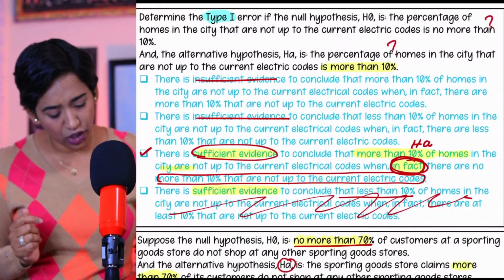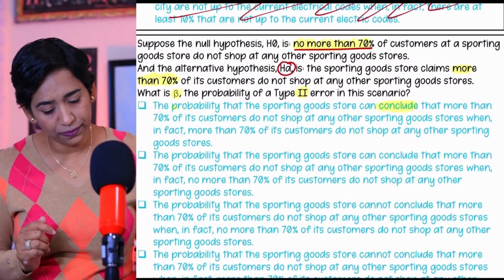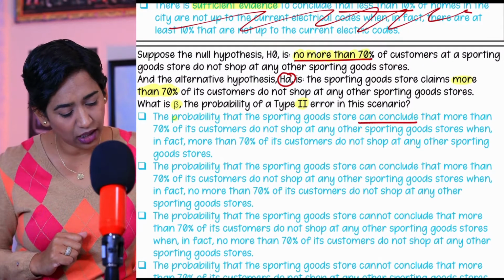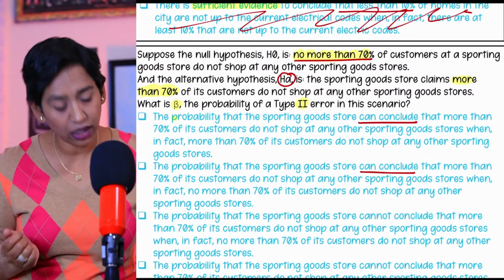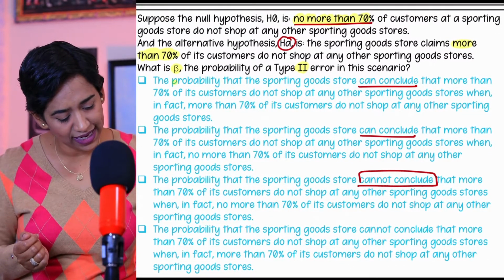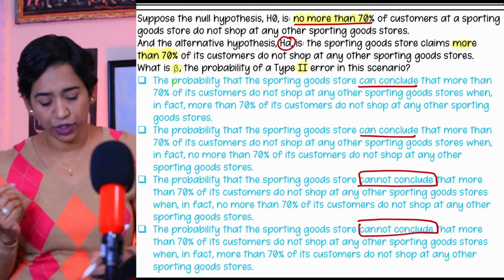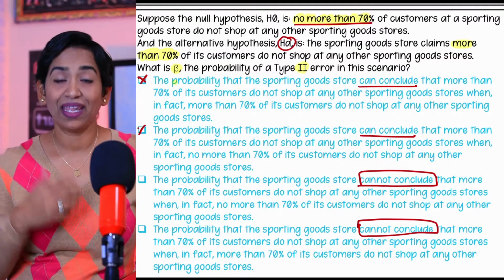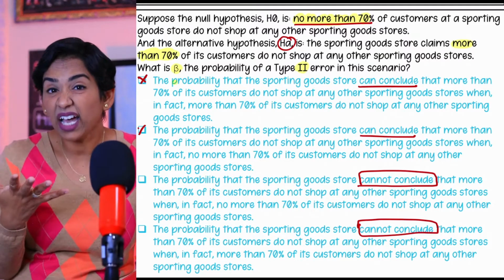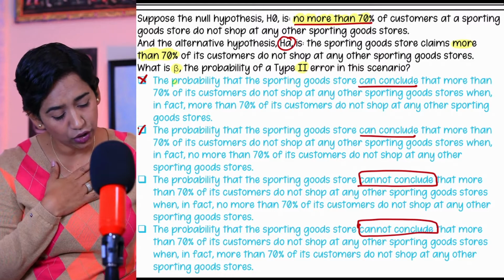So let me go ahead and look for the verbiage that says cannot conclude. So this one says can conclude, no. Can conclude, no. Cannot conclude, yes. Cannot conclude, yes. So just by looking at the verbiage, you know the first two are not your options. Cannot conclude what? I cannot conclude HA. But in fact, HA is true because my H naught is false. I cannot conclude that more than.